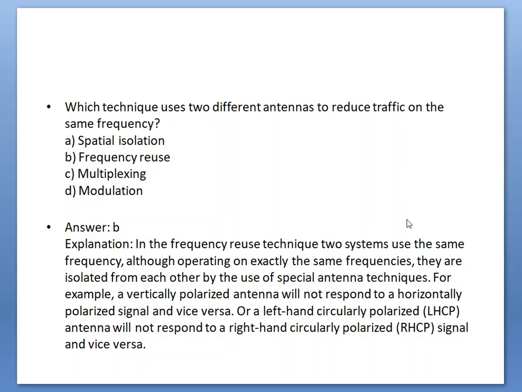The answer is option B. In the frequency reuse technique, two systems use the same frequency, yet they are isolated from each other by using special antenna techniques. For example, a vertically polarized antenna will not respond to a horizontally polarized signal and vice versa. Likewise, left-hand circularly polarized antennas will not respond to a right circularly polarized signal and vice versa. So that's why we go for the frequency reuse concept.